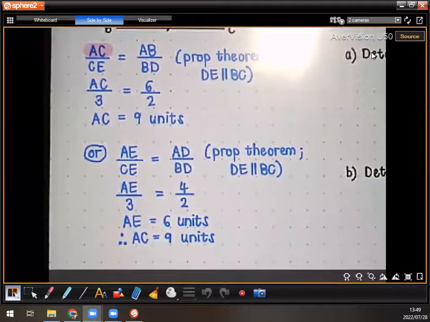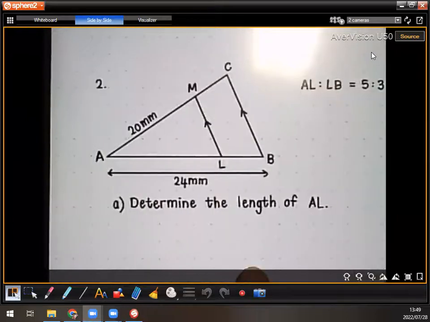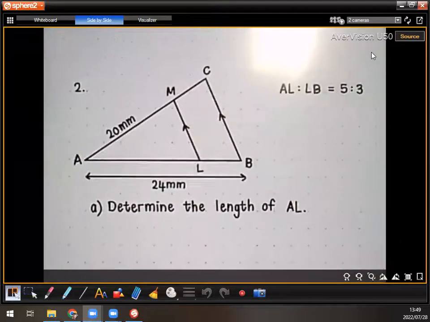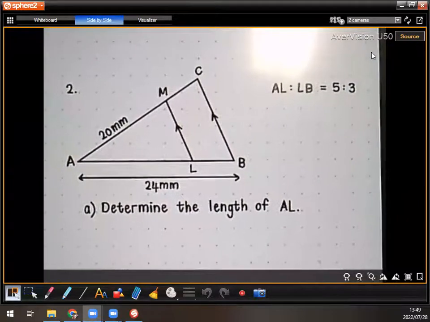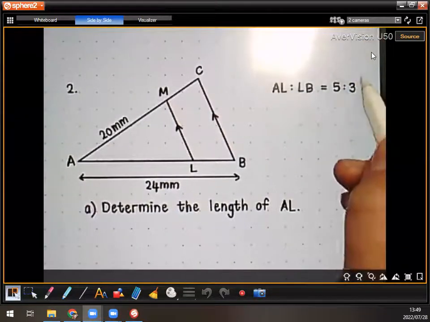Okay, we're going to do another one quickly, which is a bit more complicated. So example 2 is that. And the ratio is given here on the side.